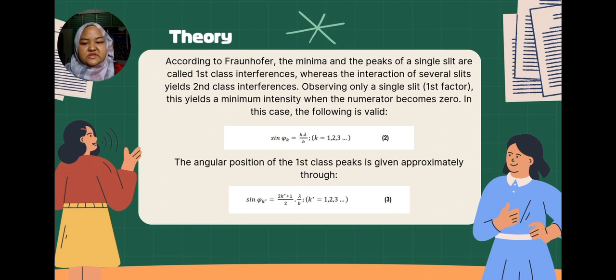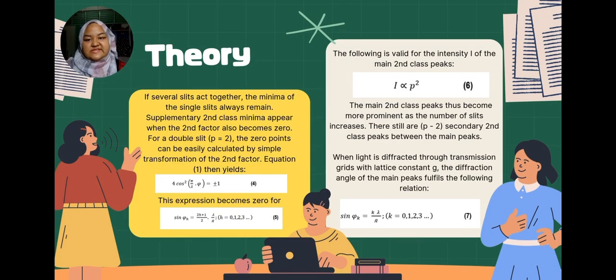And the angular position of the first-class peaks is given approximately through sine phi k equal to k plus 1 over 2 times lambda divided by b, where k is again 1, 2, 3, and so on. If several slits add together, the minima of the single slits always remain. Supplementary second-class minima appear when the second factor also becomes 0.